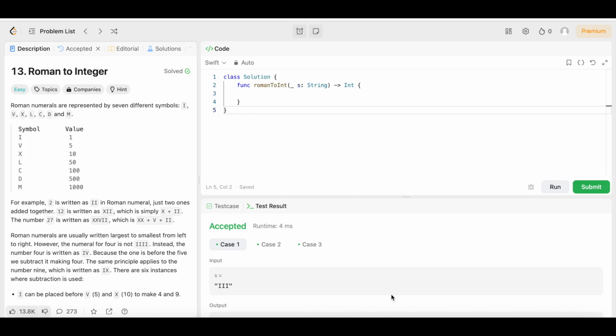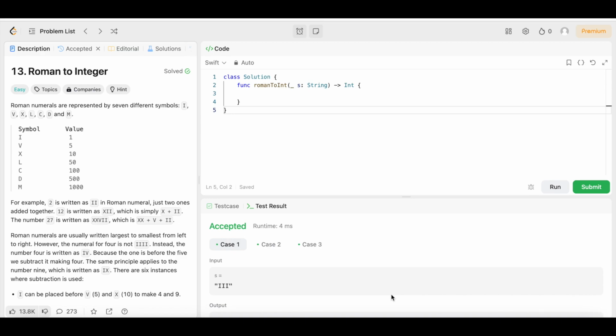Roman numerals are represented by 7 different symbols: I, V, X, L, C, D, and M. Symbol I has a value of 1, V has a value of 5, X has a value of 10, L has a value of 50, C has a value of 100, D has a value of 500, and M has a value of 1000. So for example, 2 is written as II in Roman numerals, just 2 ones added together.